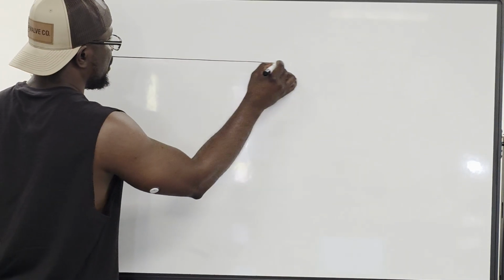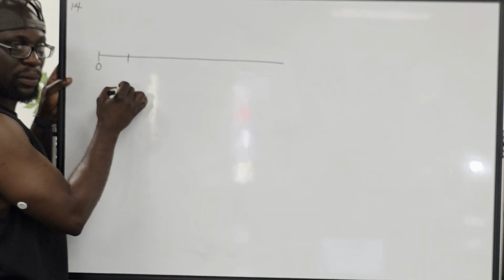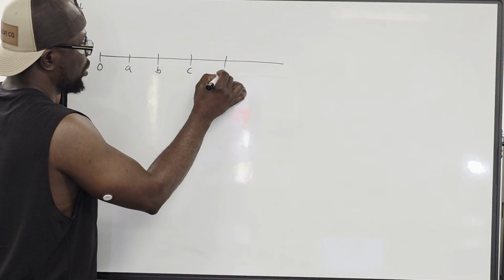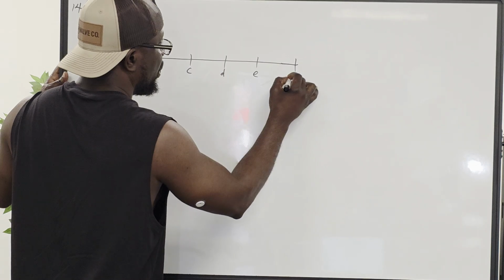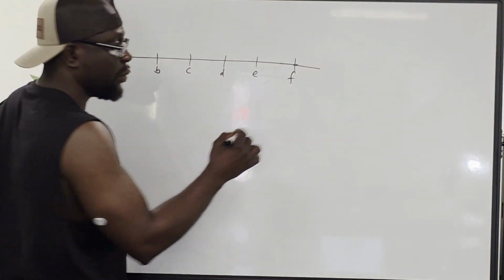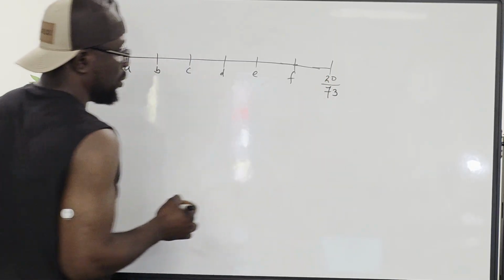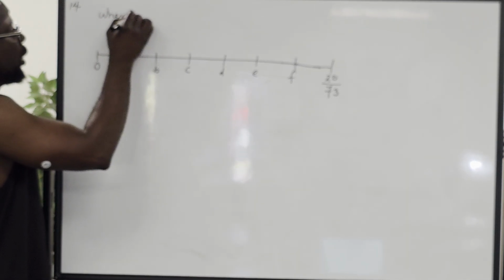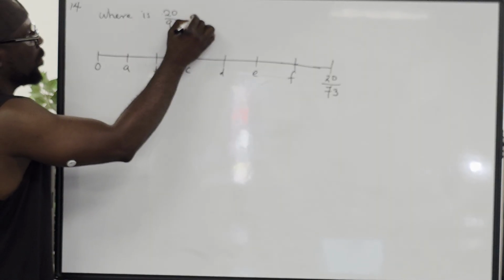So we have the number line. We have 0 here. We have A, B, C, D, E, F, and then you have 20/73. They're asking us to find where 20 over 93 is on the line.